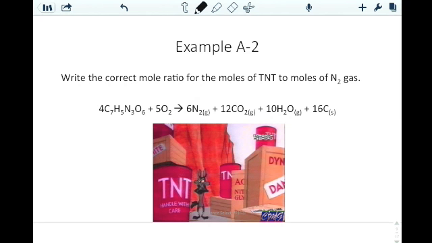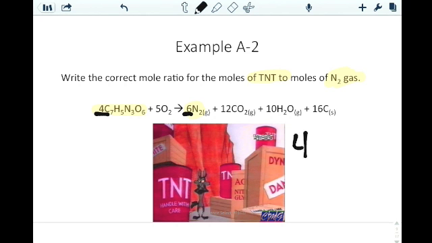It says write the correct mole ratio for moles of TNT to moles of nitrogen gas. So TNT is right here, and then nitrogen gas is right here, and we just look at the coefficients, which gives us a 4 to 6 ratio.